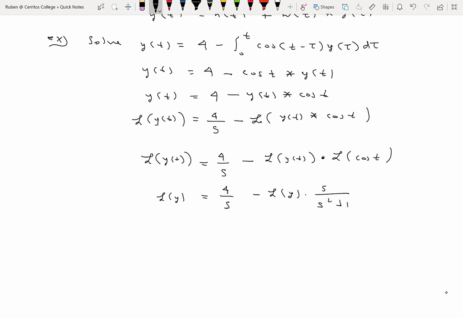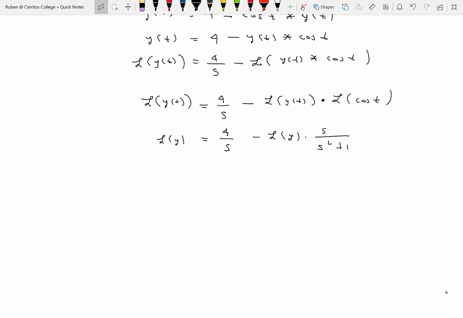From here, we just do what we've been doing over and over again when we solved differential equations using Laplace transform. We isolate the Laplace transform. So I'm going to get the Laplace transforms on one side, and factor them out. So on the left-hand side, I'm going to have Laplace transform times 1, plus s over s squared plus 1, and simply 4 over s on the right-hand side.